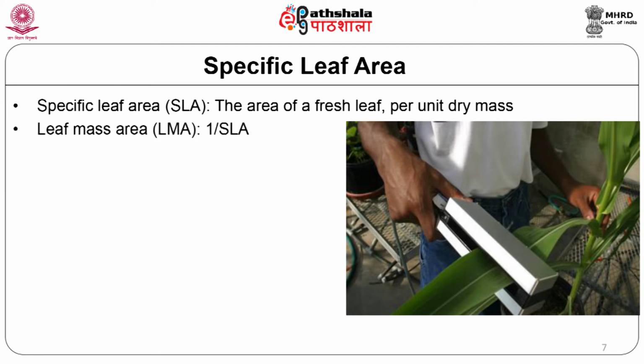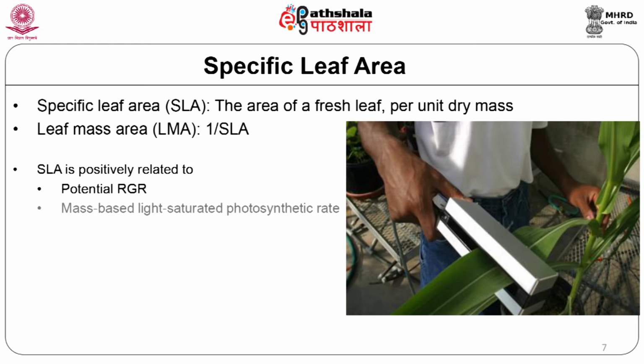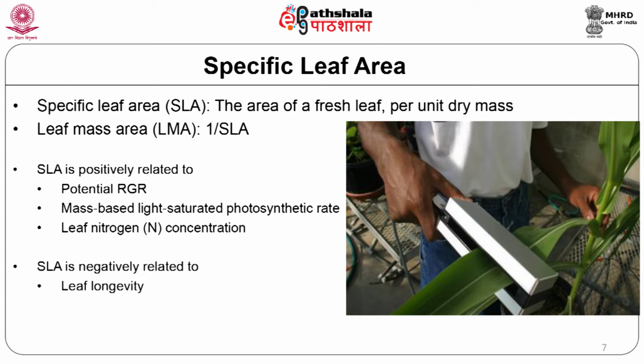Specific leaf area or SLA is the area of a fresh leaf divided by its dry mass, and SLA is positively correlated to potential RGR across species. SLA correlates positively to the mass based light saturated photosynthetic rate and with leaf nitrogen concentration, and negatively to leaf longevity and carbon investment in quantitatively important secondary compounds such as tannins or lignin.